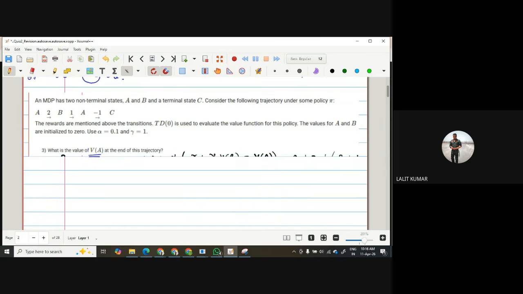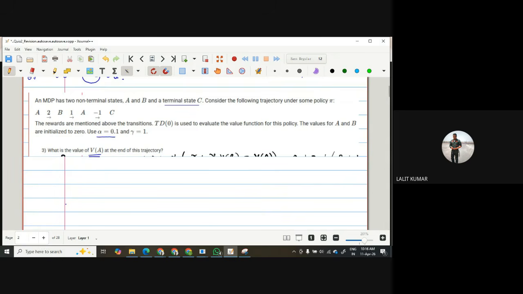So these three concepts are clear from week 5. I think you have done revision of week 5 and week 6. Yes, sir. Okay. So the question is, we have been given a trajectory. We are starting from A, we go to B, get a reward of 2. From B, we go to A, get a reward of 1. And from A, we go to C. C is the terminal state. We get a reward of -1. Okay, so this is the trajectory.